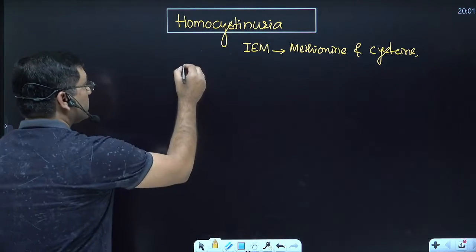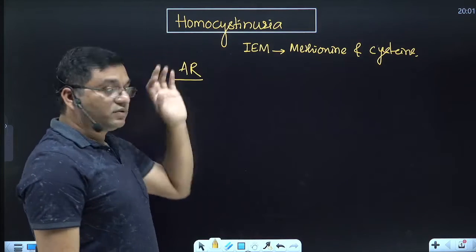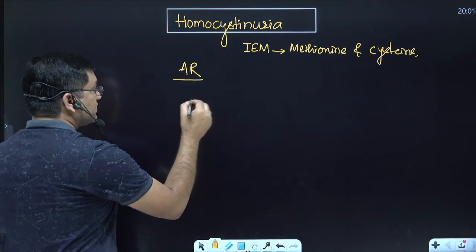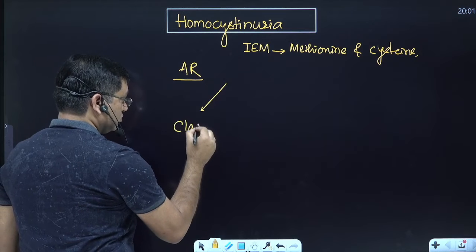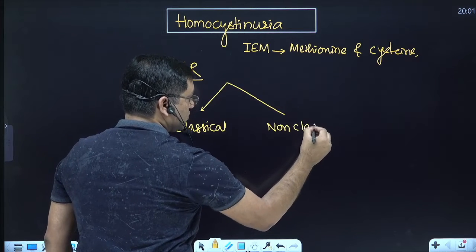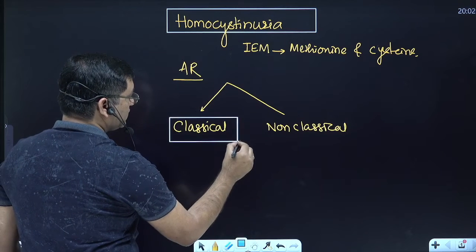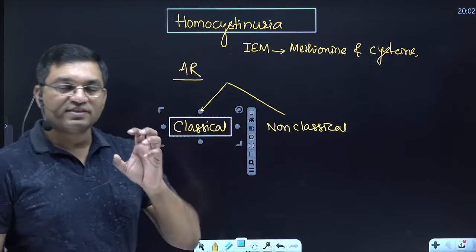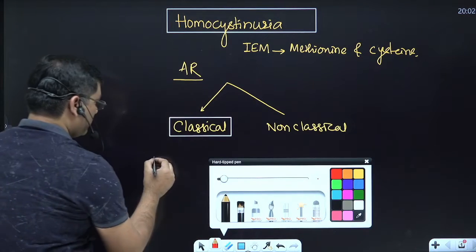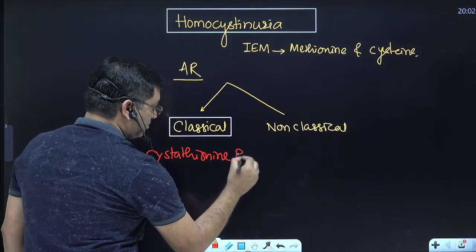It is an autosomal recessive disorder. You can classify homocystinuria into classical homocystinuria or non-classical homocystinuria. Classical homocystinuria is due to defect in the enzyme cystathionine β-synthase.